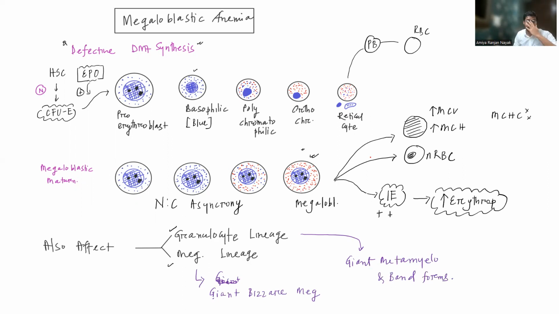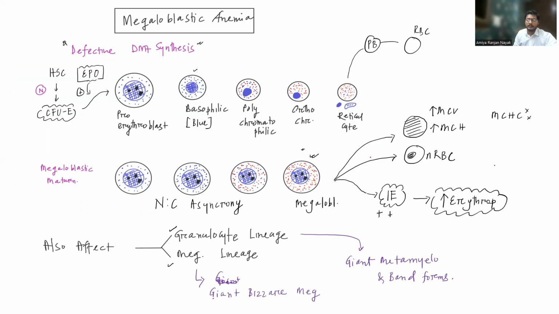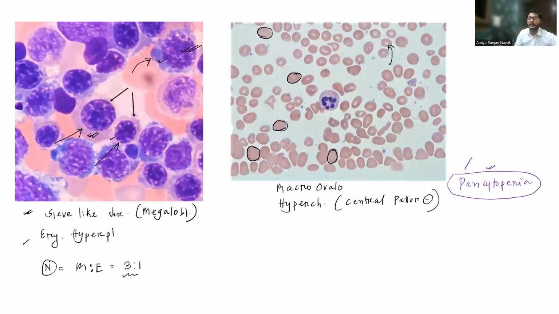So ultimately, because of involvement of all the lineages, it will not only produce anemia, many times it will also produce pancytopenia, because they can involve all the three lineages. What else? Because of this involvement of the granulocyte lineage, in the peripheral blood what are you going to get? As you can see here, this is a neutrophil, and this neutrophil you can call a hypersegmented neutrophil.